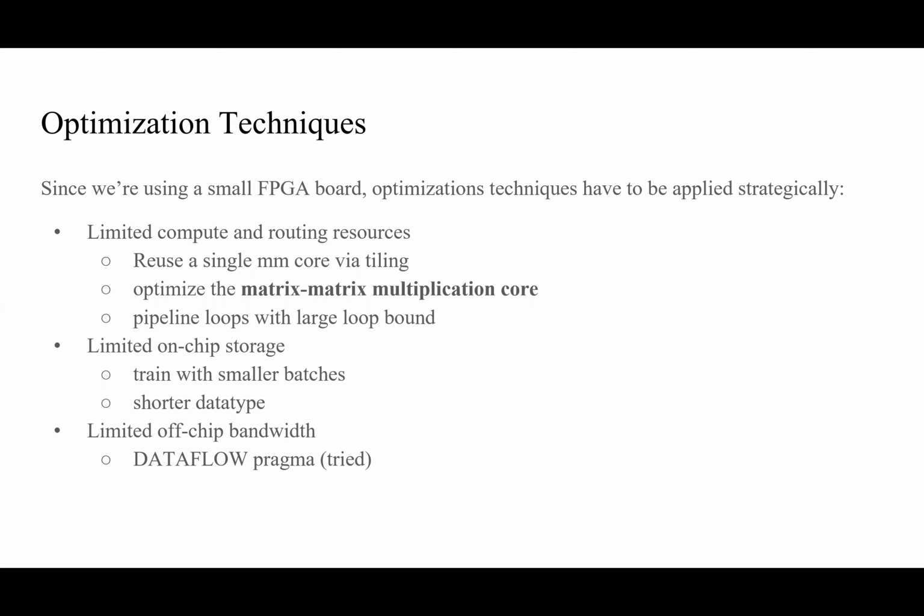core for better performance. The board also has small on-chip storage, which is the BRAM. We try some techniques like training with small batches and using shorter data types to save memory. Lastly, the board has very limited off-chip bandwidth. And dataflow programming is one technique that can possibly increase the throughput, but we did not use it for some reason. We will mention it in later slides.